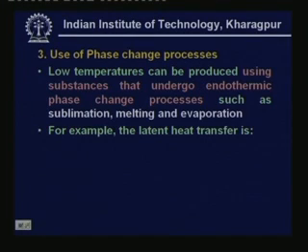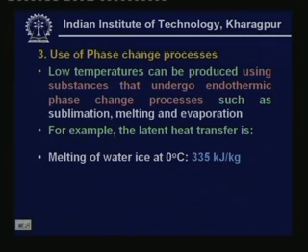Let me give some examples. For example, the latent heat transfer. Let us look at the amount of heat transfer during this process. For example, if I am melting water ice at 0 degree centigrade, then I can get a heat transfer of about 335 kilojoules per kg of ice. That means when 1 kg of ice melts at 0 degree centigrade, 335 kilojoules of heat is transferred.